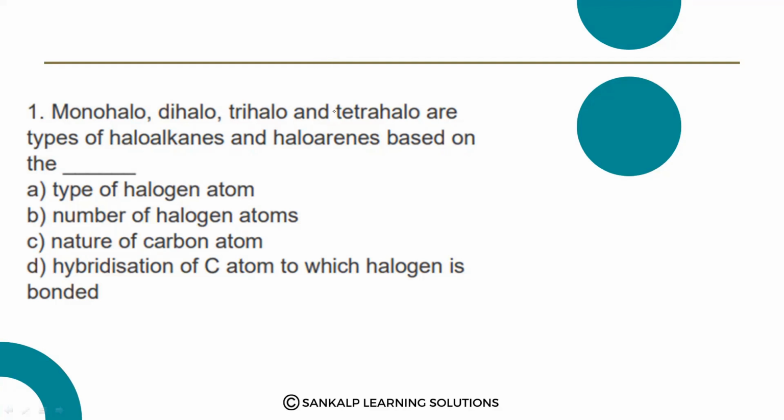So option B is the answer, right? It is based on the number of halogen atoms. Based on the number of halogen atoms, the haloalkanes and haloarenes are classified. I hope this is clear. So we'll go for the next question.